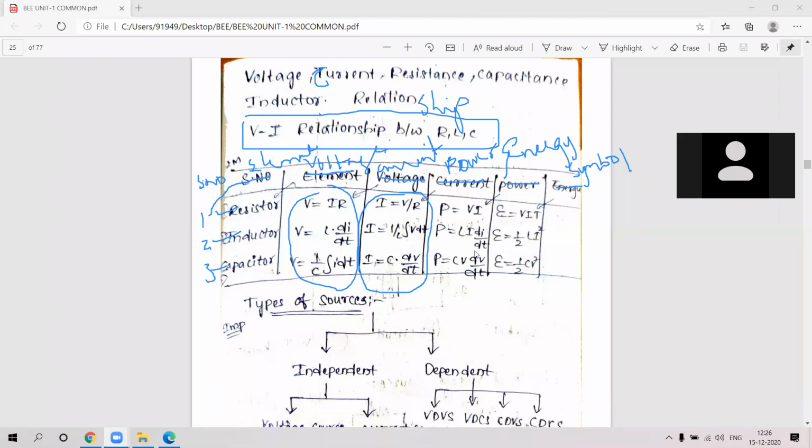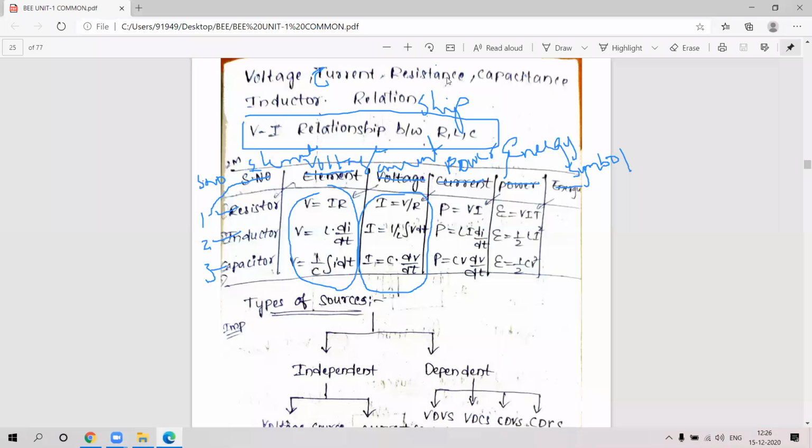Resistor. All these things already we have discussed. For resistor, V is equal to what you got through Ohm's law, V is equal to IR. That is a voltage. Then next, current you can write: I is equal to V by R.